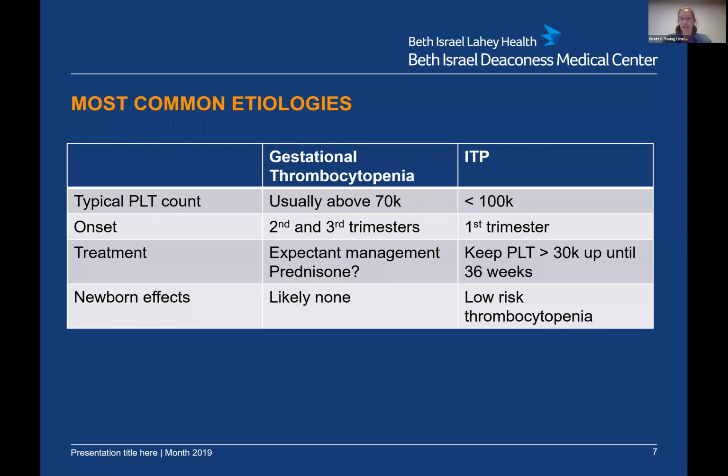In terms of newborn effects, this is where obstetrical management and the potential risk for newborn thrombocytopenia differs. Really, we do not think about a risk of thrombocytopenia with gestational thrombocytopenia. The likelihood of neonatal thrombocytopenia is thought to be quite low, whereas in ITP, there's a low risk of thrombocytopenia, but certainly a 1% or less risk, fortunately, of significant thrombocytopenia resulting in intraventricular hemorrhage.